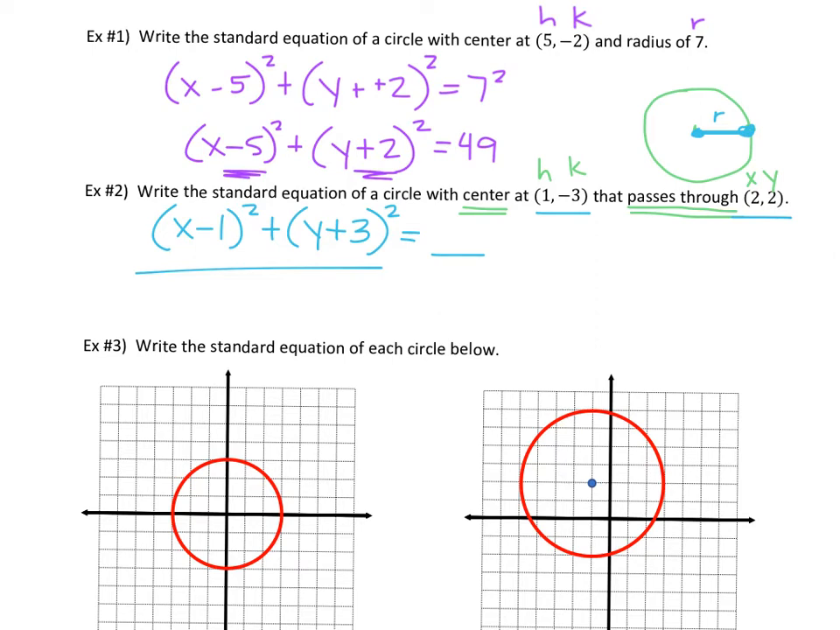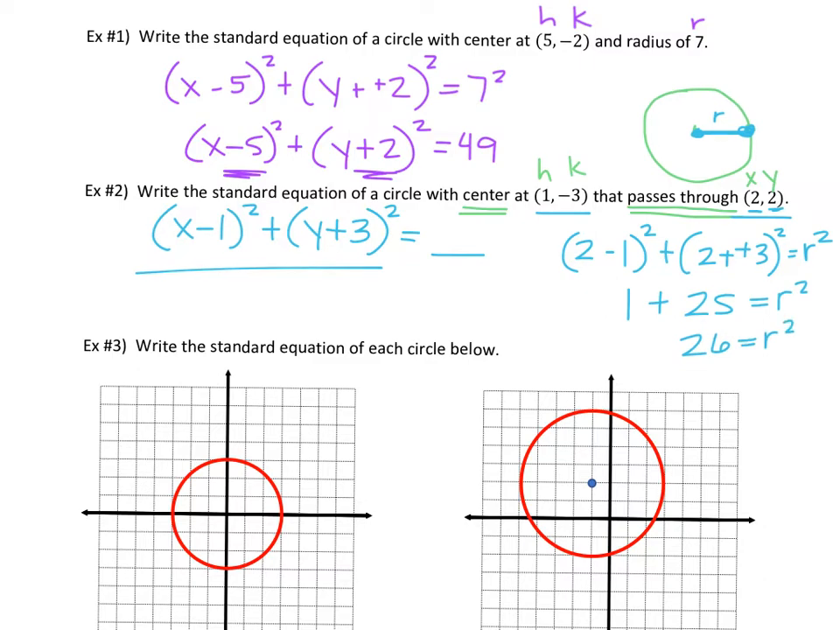So it's going to be, sorry, it's going to be x, which is 2, minus h, which is 1, squared, plus y, which is 2, minus k, which is negative 3, squared, equals the radius squared, okay? So 1 squared is 1. This minus a negative becomes plus a positive, so 5 squared is 25. Equals our radius squared. So 26 is r squared.